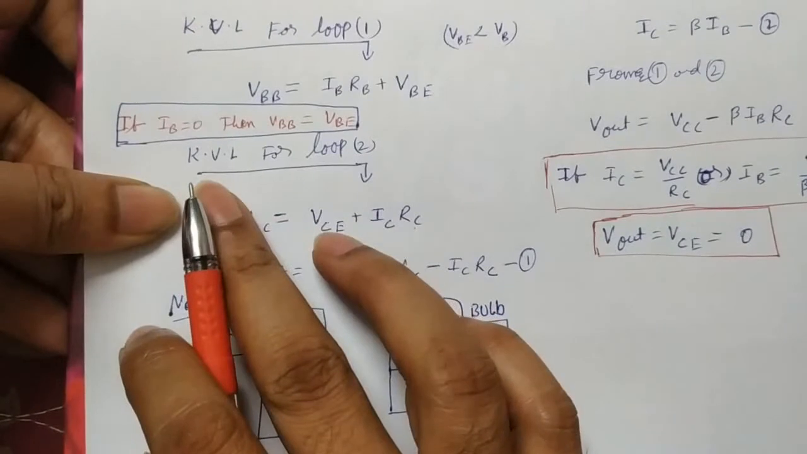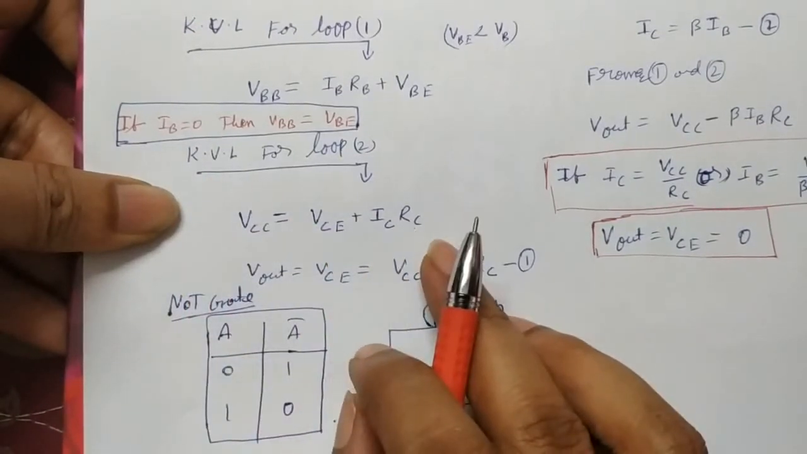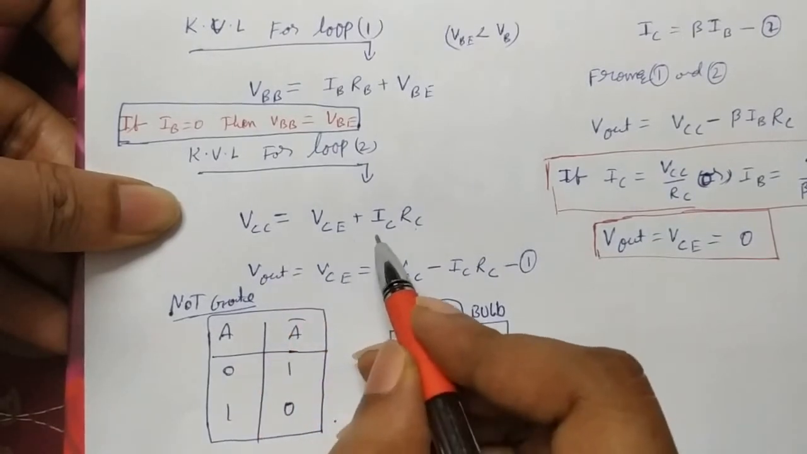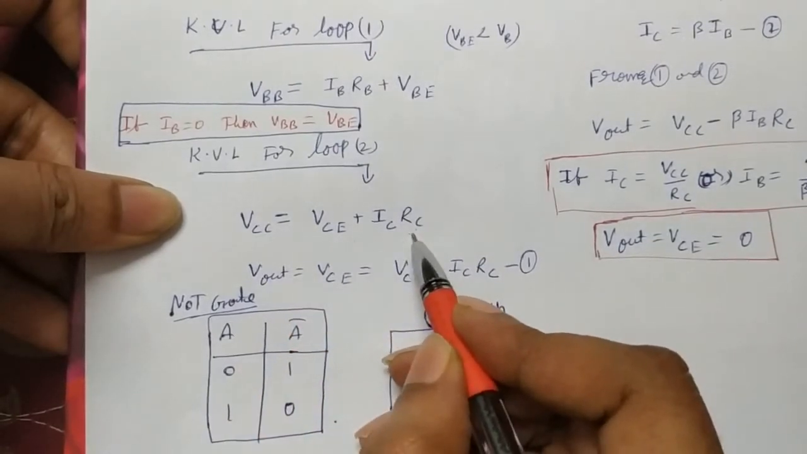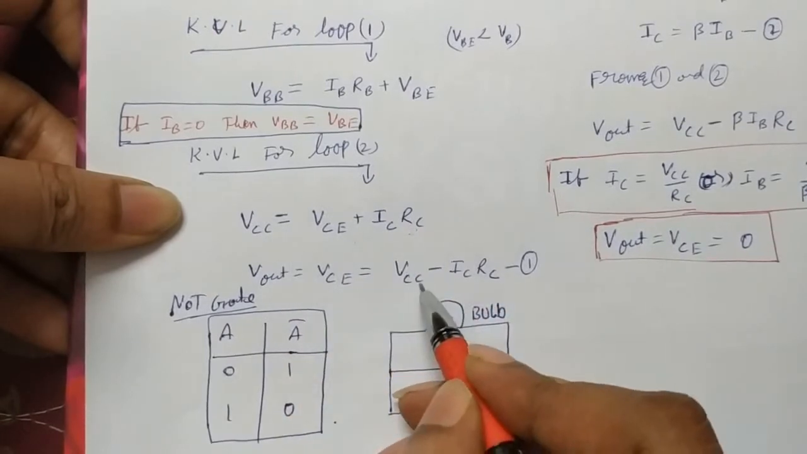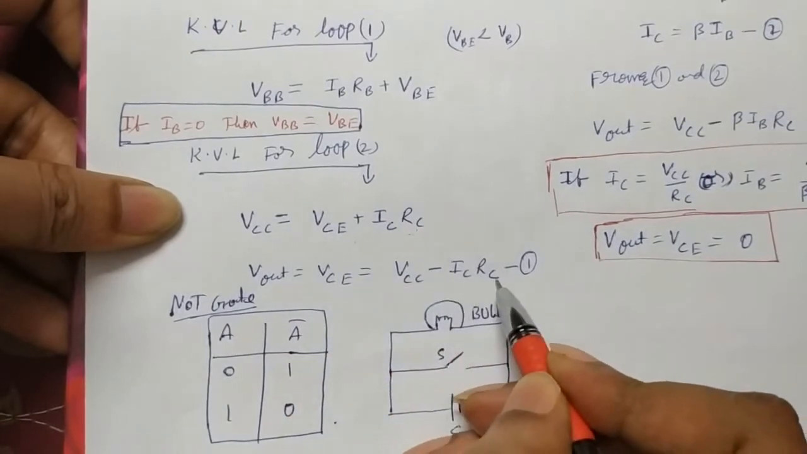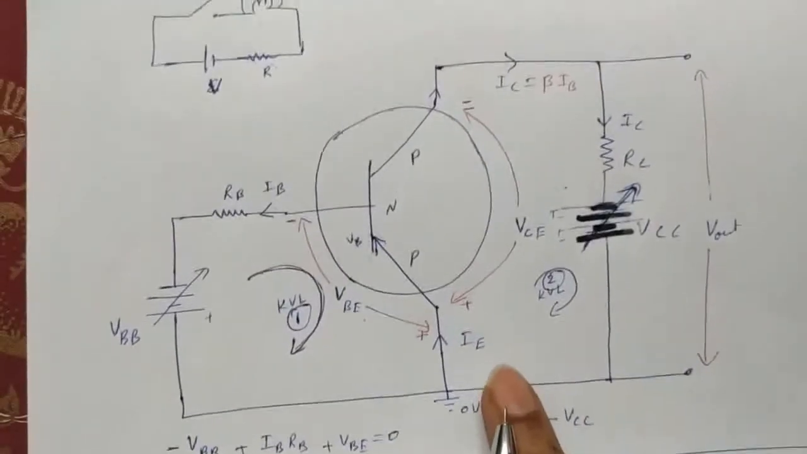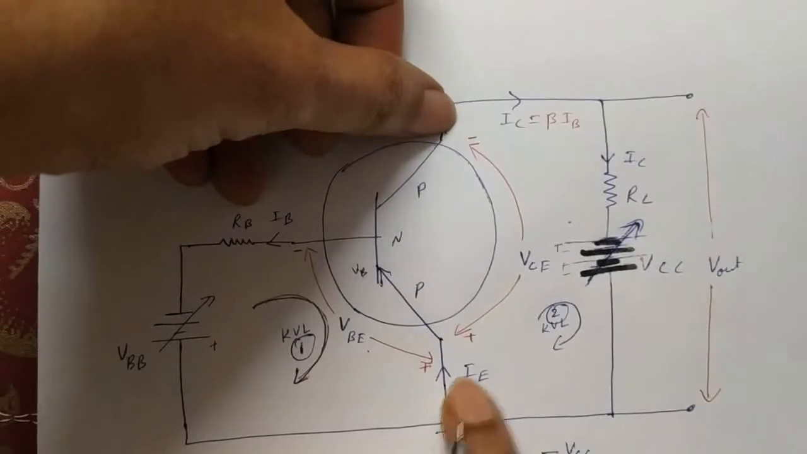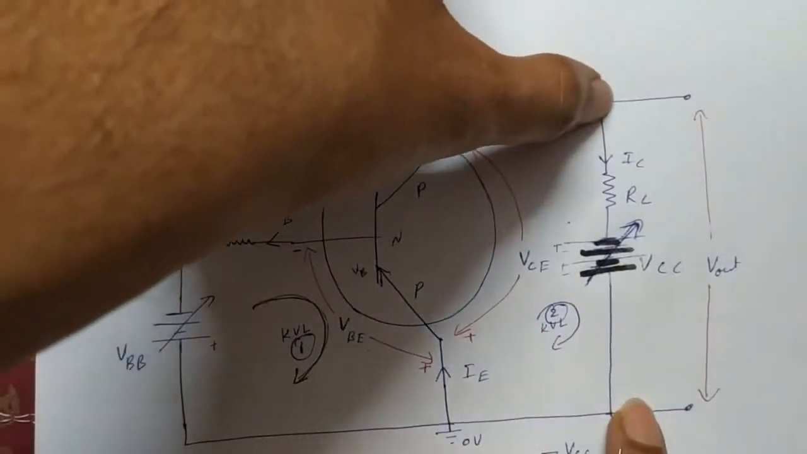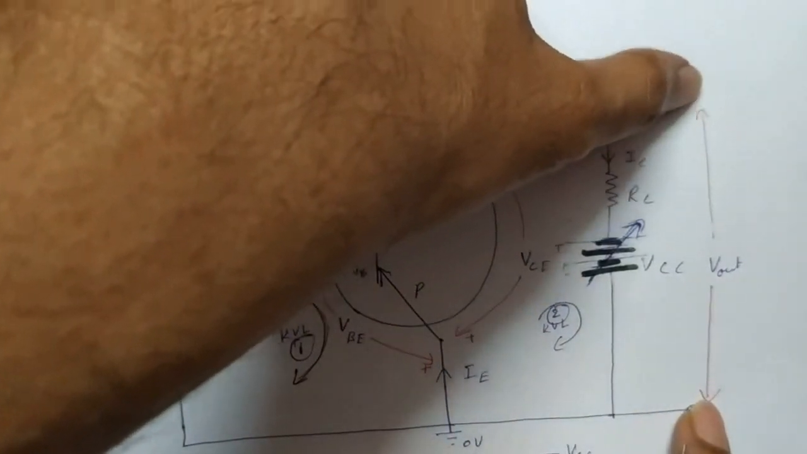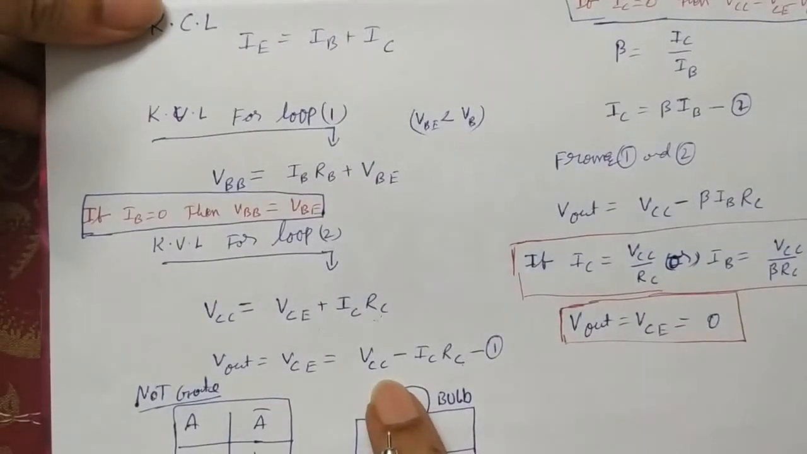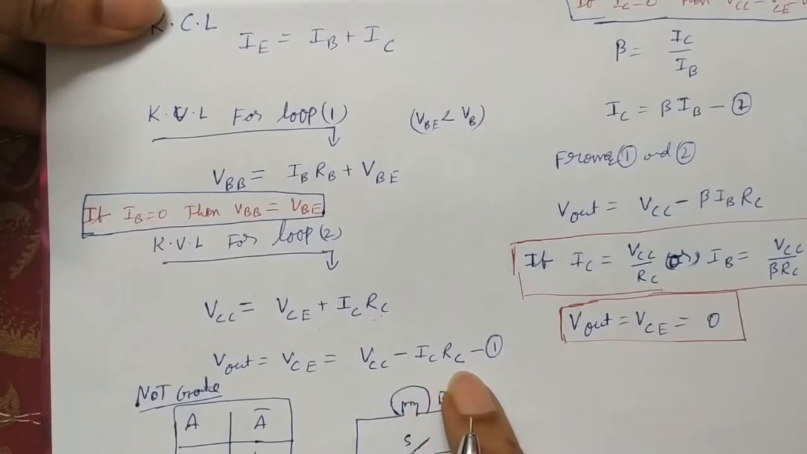Whenever the base current is 0 and the collector current is also 0, what do you get? Generally, VCC is equal to VCE plus ICRC. From this equation, send ICRC to the other side. What do you get? VCC minus ICRC. We know VCE is V out only, because these two are in parallel. VCE from here to here is parallel with this, and the outside V out is also the same, parallel only.